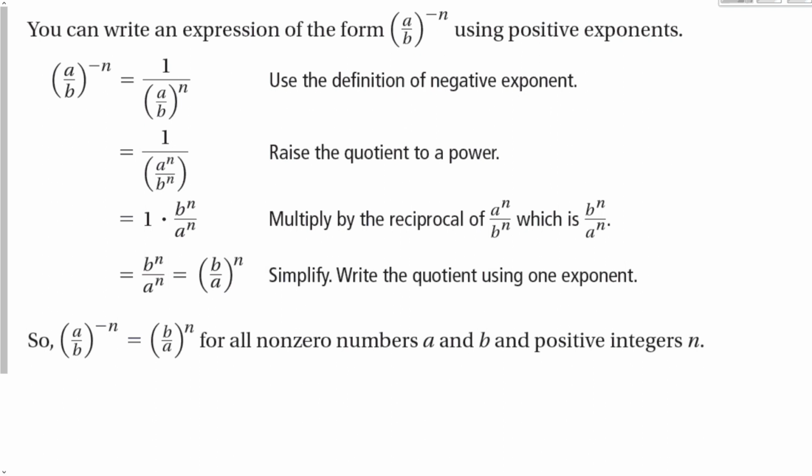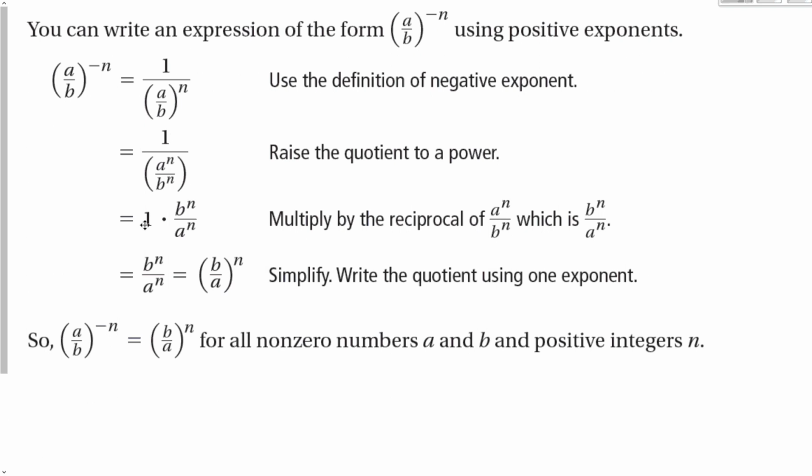We can also write an expression in the form a over b to the negative n power using positive exponents. So if I work this out, if I have a over b to the negative n power, that's the same thing as 1 over a over b to the positive n power. Then I use the property that we just saw to raise both of these to the n power. And then when you have a number divided by a fraction, that's the same thing as multiplying by its reciprocal.